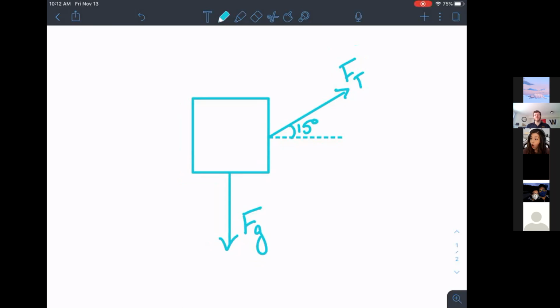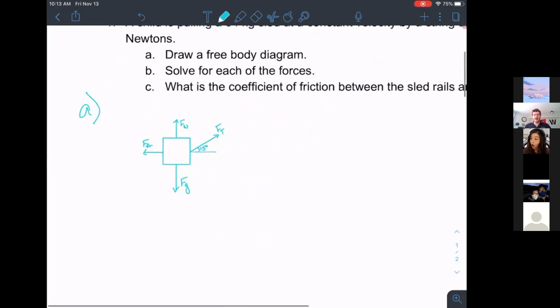Normal. The normal force, in which way is the normal force going? Up. Up, perfect. It's going perpendicular to our surface. Friction, which way is friction going? To the left, because it's going opposite of our motion. All right. Any questions on any of those forces?